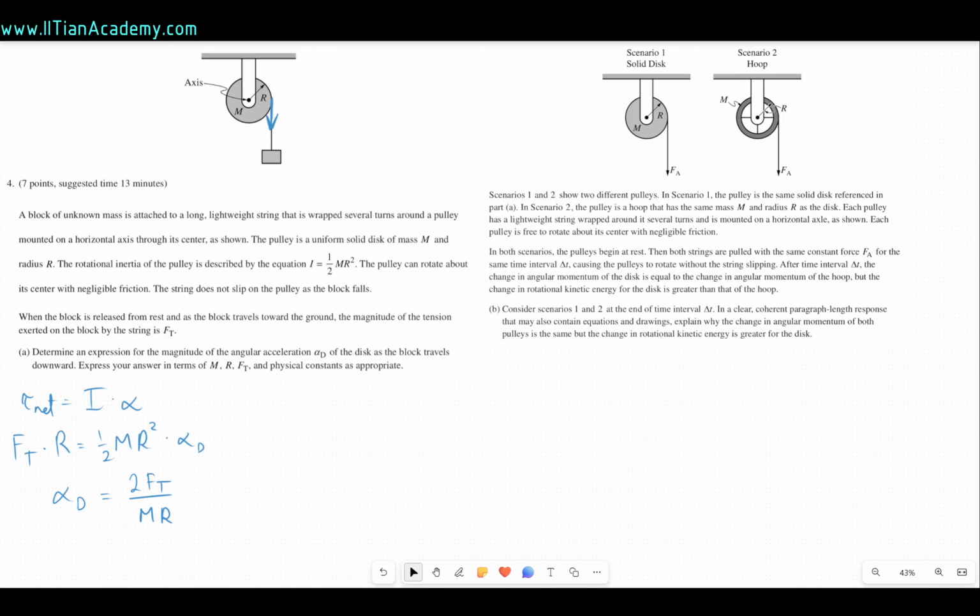And after this time, the change in angular momentum of the disk is equal to the change in angular momentum of the hoop, but the change in rotational kinetic energy of the disk is greater than that of the hoop. And we need to explain why this is.